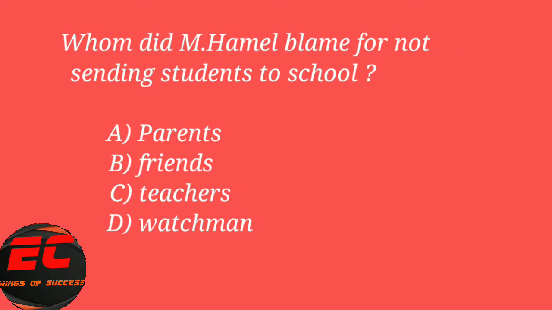Next, whom did M. Hamel blame for not sending students to school? Four options. Option A, parents. B, friends. C, teachers. D, watchman. So correct answer is option A, parents.